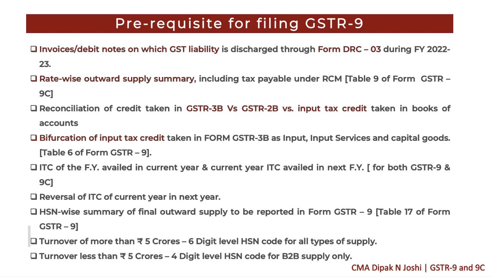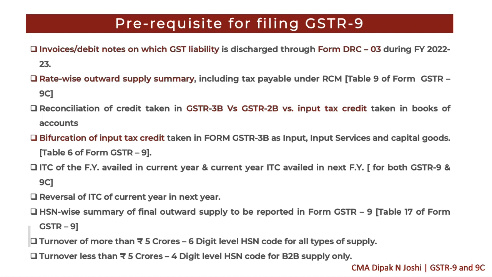In GSTR 9C, you are required to provide rate-wise outward liability and rate-wise RCM liability. So that is also one of the prerequisites for filing GSTR 9. Then reconciliation of credit taken in GSTR 3B versus GSTR 2B versus input tax credit in the books of account. So post 1st January 2022, every registered person is allowed to take credit strictly according to GSTR 2B only.